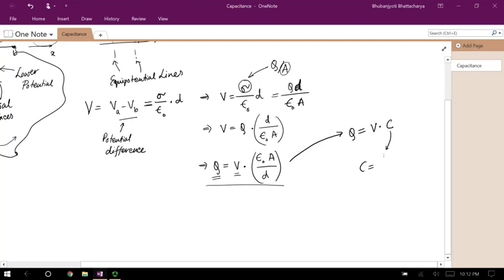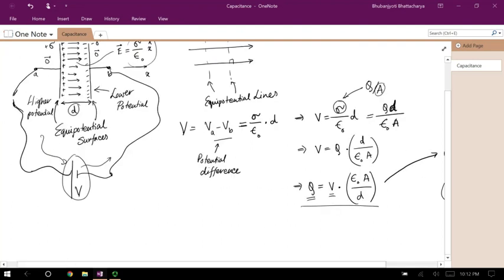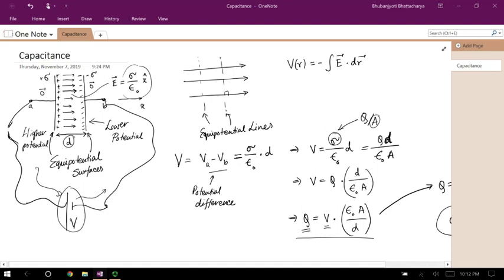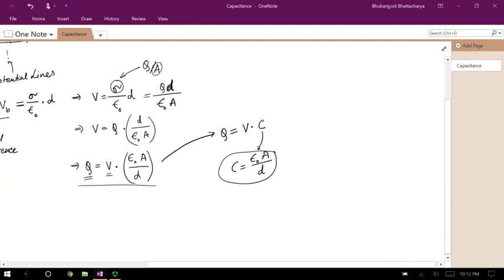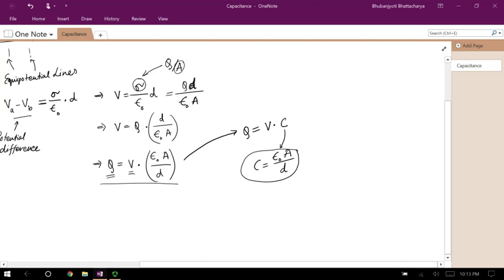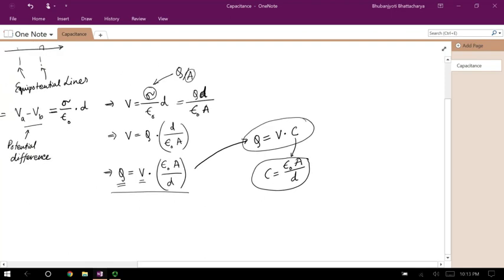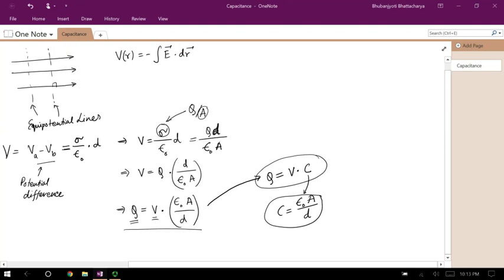So in this particular example, we can then say Q equals V times C, where C does not depend on Q or V, it only depends on epsilon 0 A over D, which are properties of this parallel plate setup. A is the area of the plates, D is the separation between the two plates, and epsilon 0 is just a universal constant. So Q equals V times C. That's our main formula for capacitance.